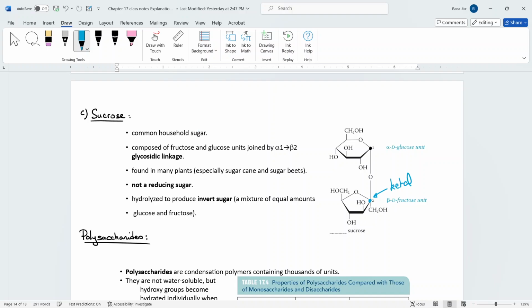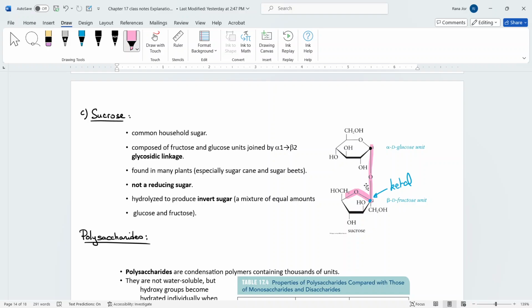Why is it a ketal group? Because take a look, let's highlight. This is a C-O-R, a CO and an R in there. So that is a ketal group. So there is no way that this can be oxidized further. This means that sucrose is not a reducing sugar.